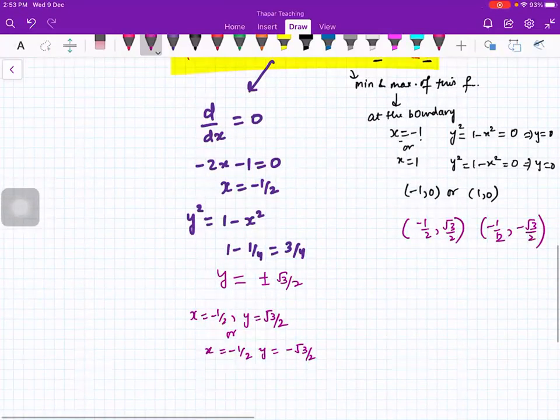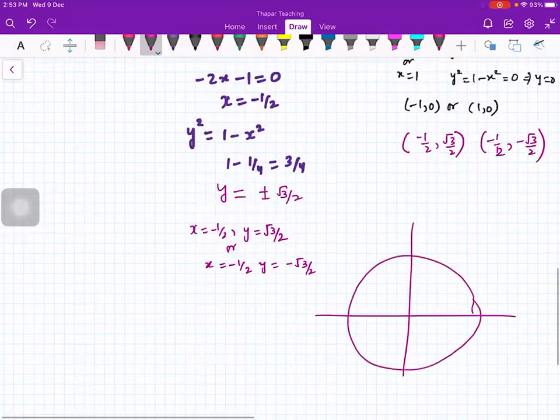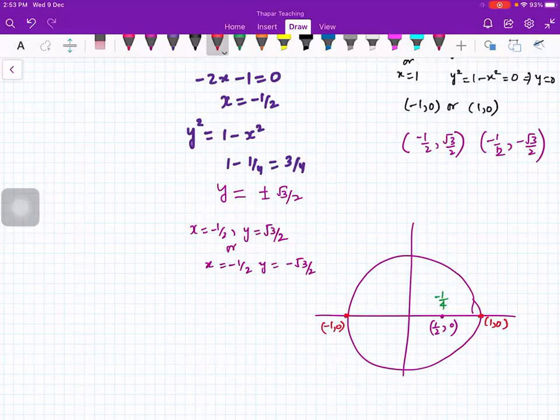So you see what is happening here is, you got 1 point inside, which is half comma 0, and the value of the function here was minus 1 by 4. Okay, and then you get how many points on the boundary? 4 points. Minus 1 comma 0, 1 comma 0, and this is minus half comma root 3 by 2, and this point is minus half comma minus root 3 by 2. Now you compute the value of the function everywhere.